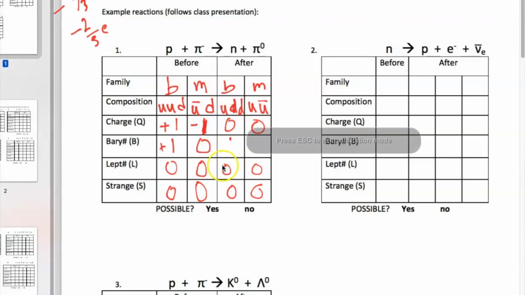Confusingly enough, but we can actually check and see if this reaction is possible. To do that, I'm going to look at my 4 different conservation laws. Strangeness is all 0, lepton number is all 0, so we don't have to worry about them at all.